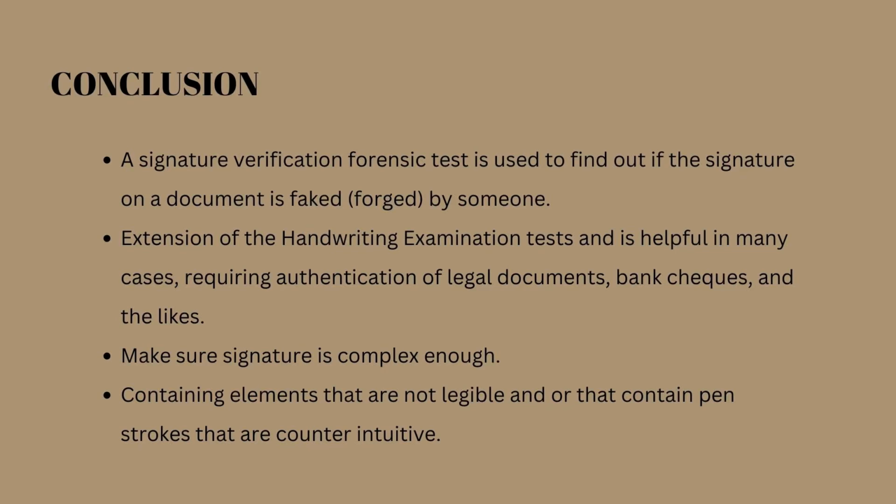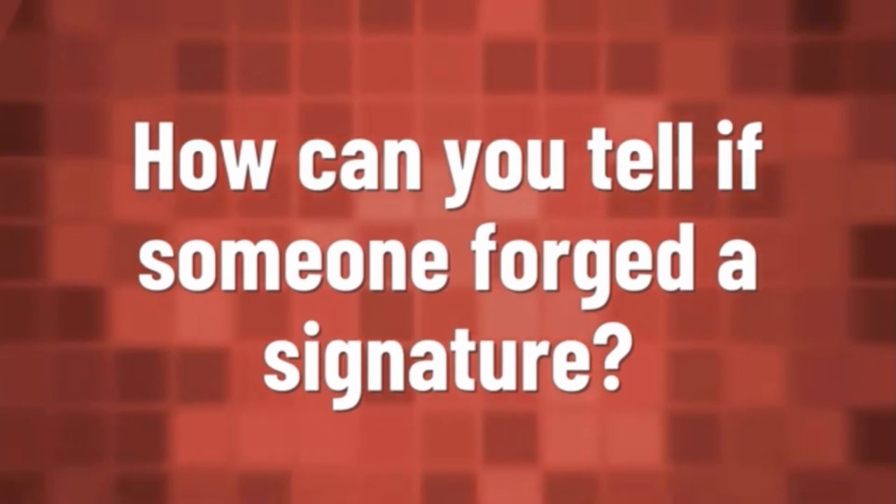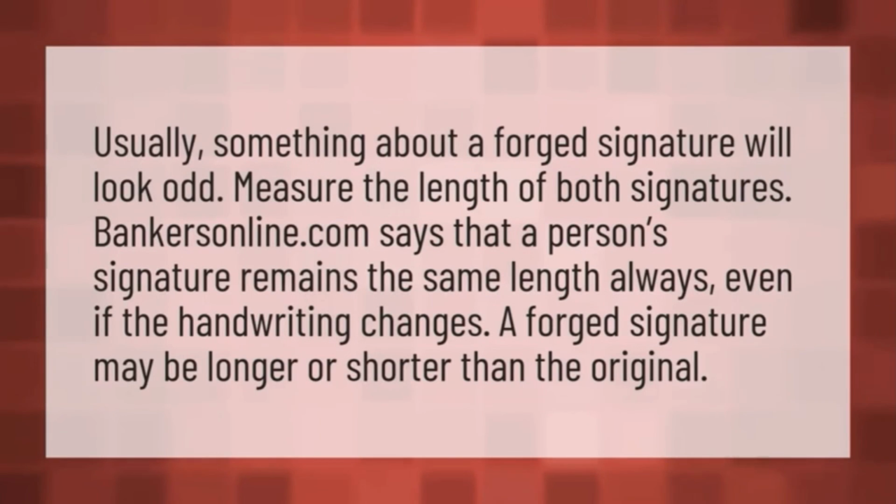To make sure that no one is able to forge our signature, we have to make sure that it is complex enough, maybe containing elements that are not legible or pen strokes that are counterintuitive, to ensure that it is produced fast and fluid. Usually, something about a forged signature will look odd. Measure the length of both signatures. Bankersonline.com says that a person's signature remains the same length always, even if the handwriting changes. A forged signature may be longer or shorter than the original.